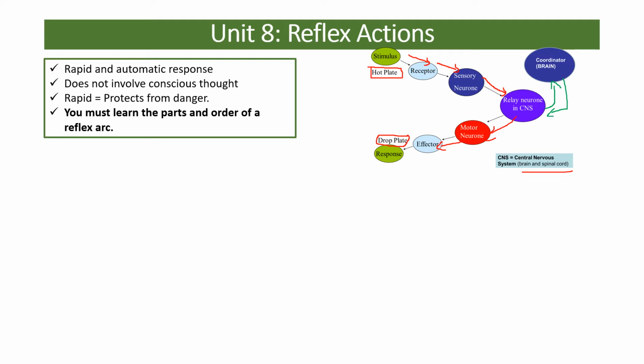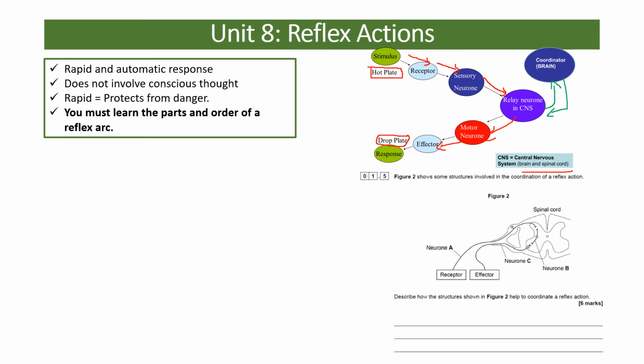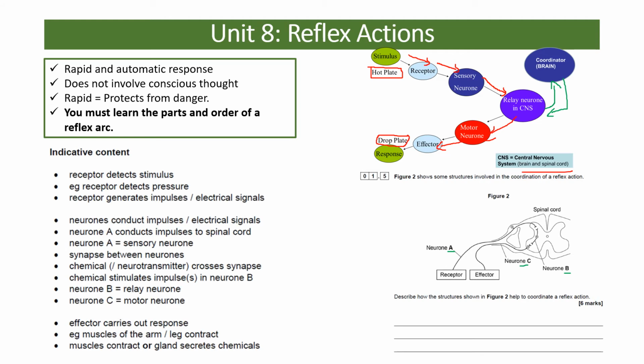So that brain is often called the coordinator in reflex actions. Now, just to show you an example of this and why this is so important to learn in exams, recently this has been a 6-mark question here where it just shows you that there's neuron A, B and C, and you're told the word receptor and you're told the word effector, but the question is describe how they coordinate a reflex action.